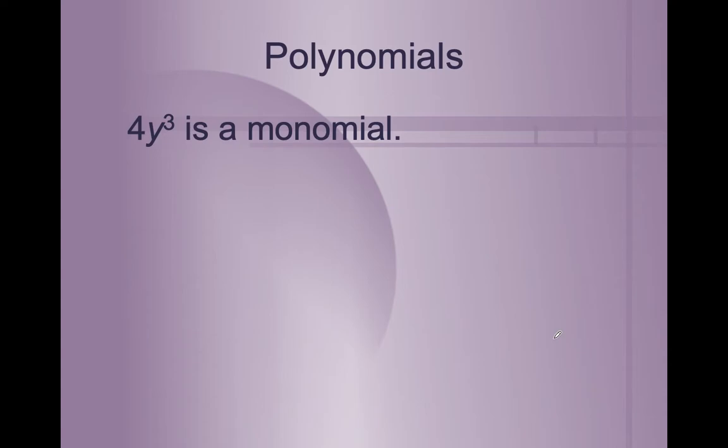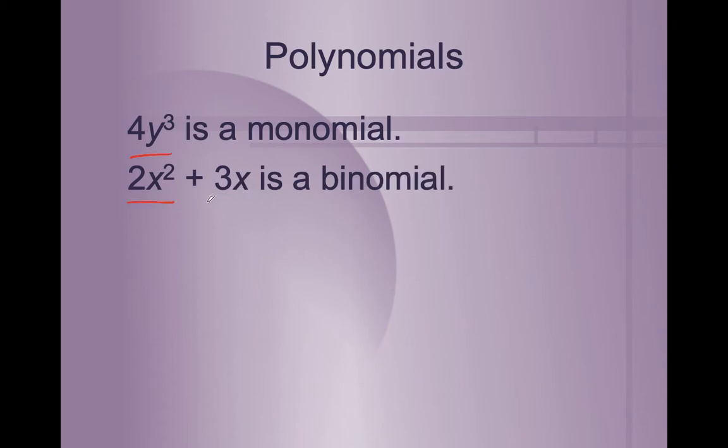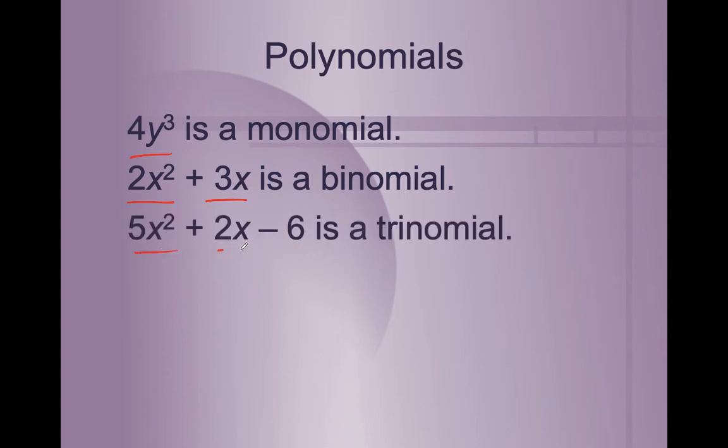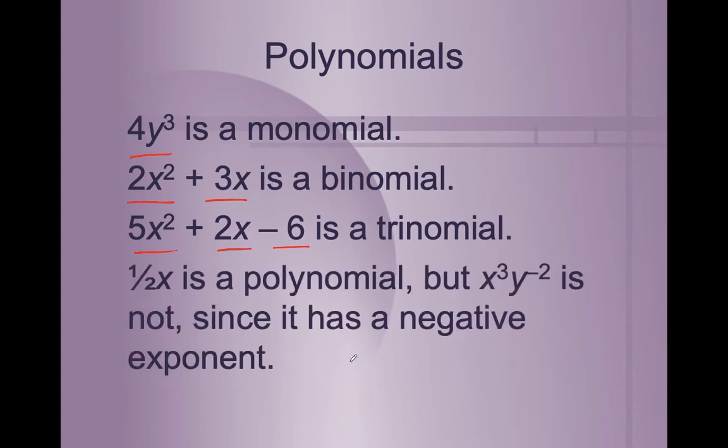4y cubed is a monomial. Why is it a monomial? It's just one term. This is a binomial. One term, two terms. This is a trinomial. 1, 2, and 3. 1/2 x is a polynomial, but x cubed y to the negative 2 is not, since it has a negative exponent.